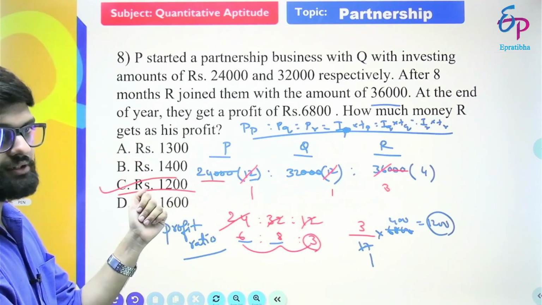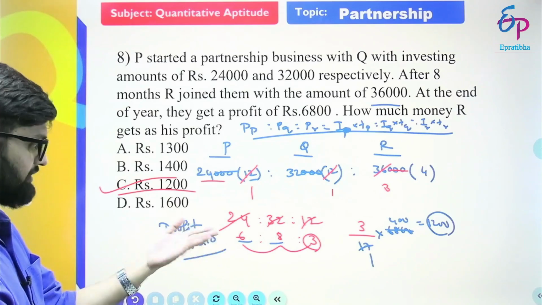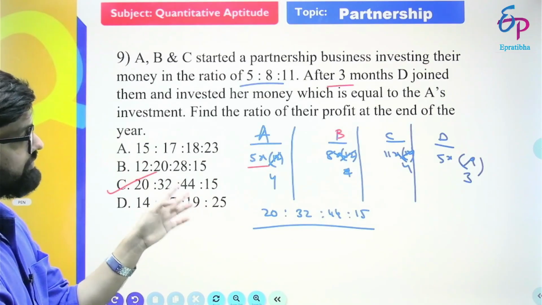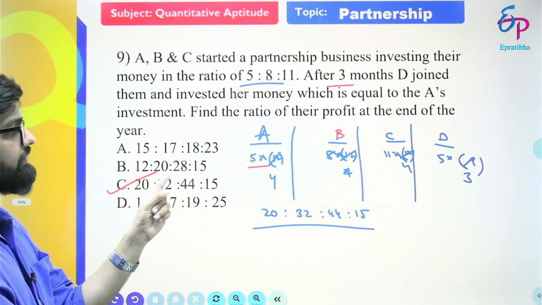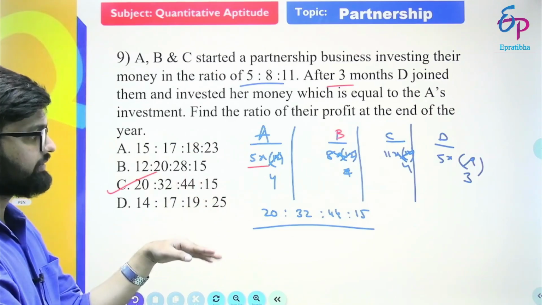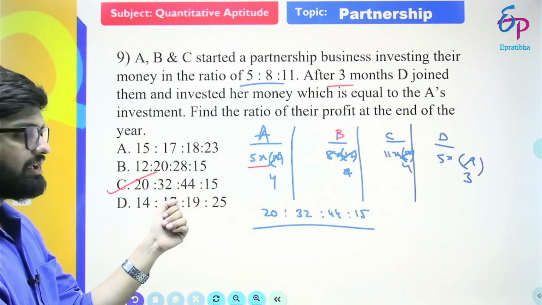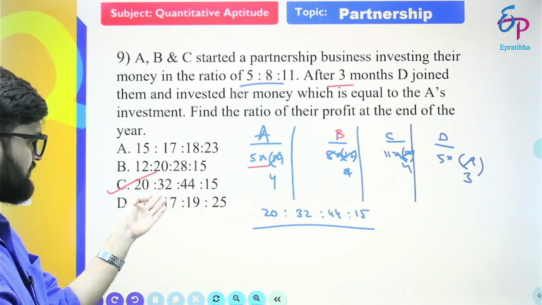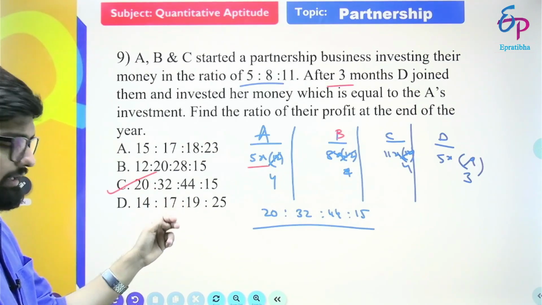Next, P started a partnership business with Q investing amounts of 24,000 and 32,000 respectively. After 8 months, it is 36,000. So same thing we are doing again and again. Here also the same thing. But the only thing which is different is they have not given the money value. They have given just in the form of ratio. We will take anything. There directly you can take 20, 32, 44 and 15 is there. Directly that is the answer.